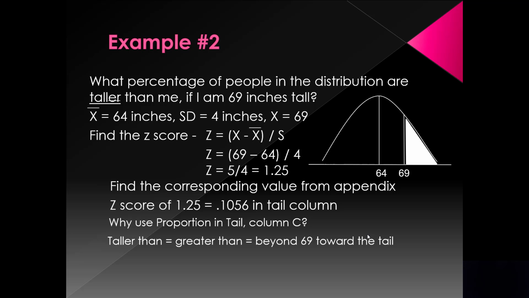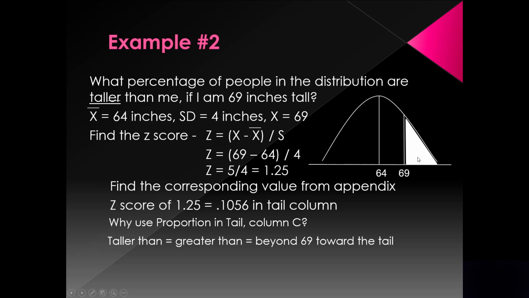Every time you read a problem, I think it's vital that you draw a curve, put the mean in the center, and put the value where it's supposed to be. 69 is greater than 64, so it's to the right of the mean. And then it says what percentage of people are taller if I'm 69. So this part of the curve is what I want to shade. And then it shows you that you're looking for the tail.